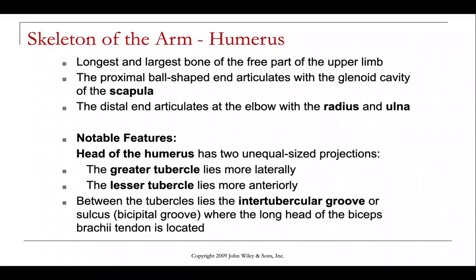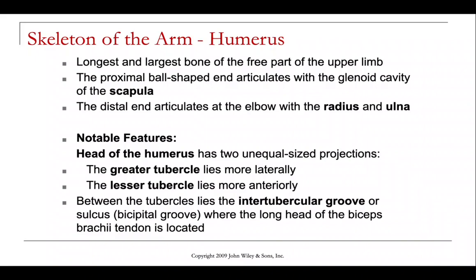So your arm or humerus, this is the longest and largest bone of the upper limb. The proximal ball-shaped end is going to articulate with the glenoid cavity of the scapula. The distal end will articulate with the elbow, with the radius and the ulna. So the head of the humerus has two unequal sized projections. The greater tubercle is going to be more lateral. The lesser tubercle is more anterior. And then between the tubercles, you have the intertubercular groove or sulcus, sometimes called the bicipital groove. This is where the long head of the biceps brachii tendon is located.